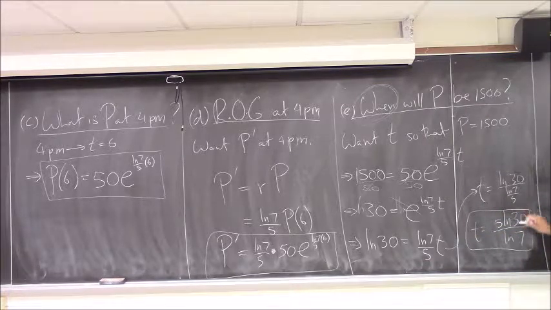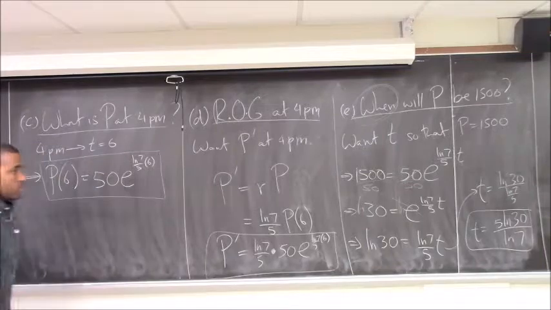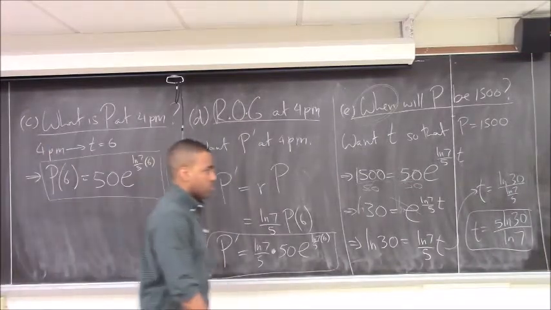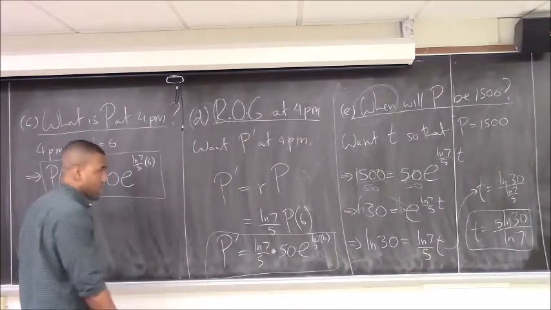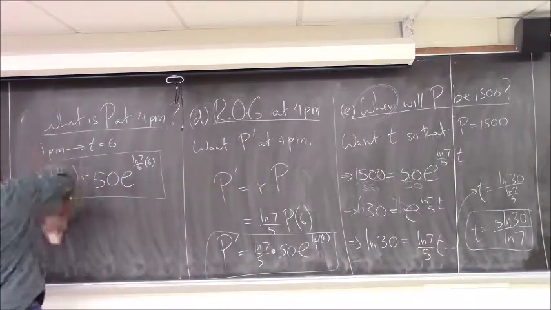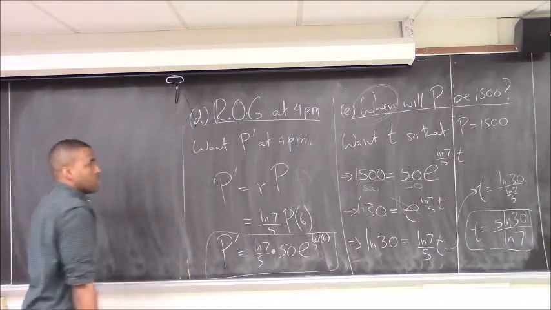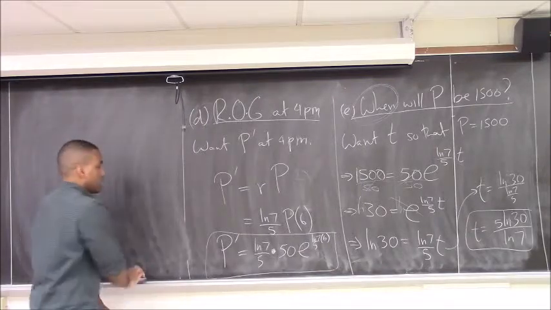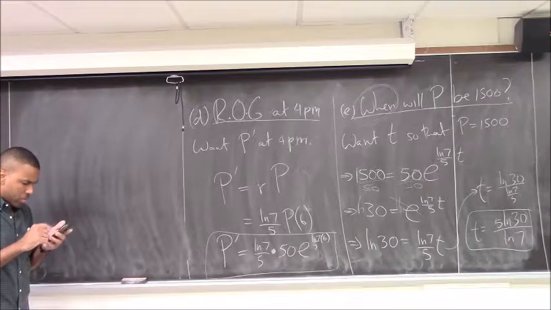Remember, numbers inside ln's, you can't mess with them. So don't take that 5 and multiply the 30, you'd be wrong. Don't divide these numbers either, it has to stay like that. So that's the time. Now you could plug it into your calculator and get a decimal answer, but I wouldn't care. It's good enough for me. And that's problem 1. It wasn't so bad.